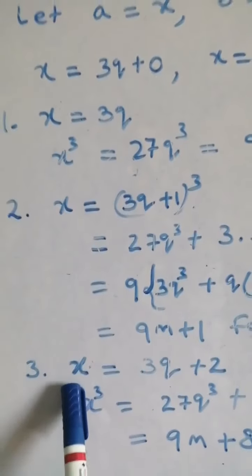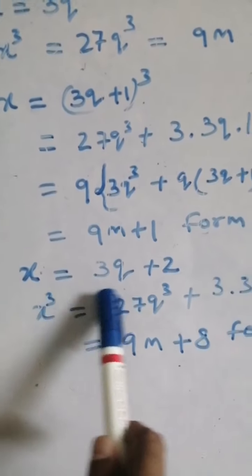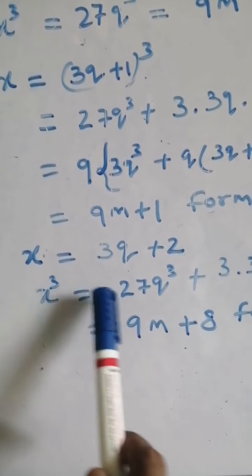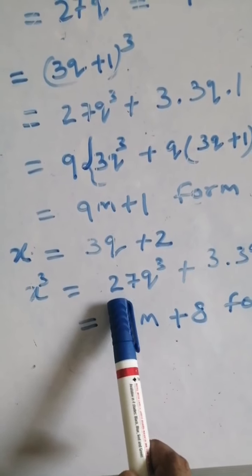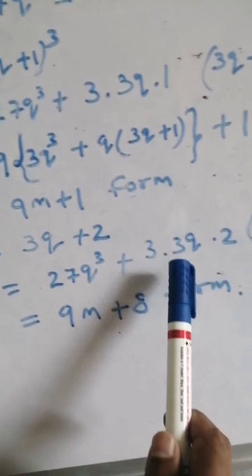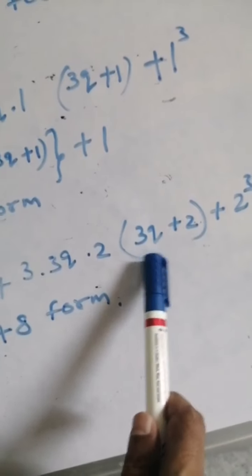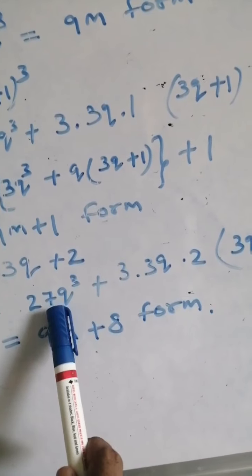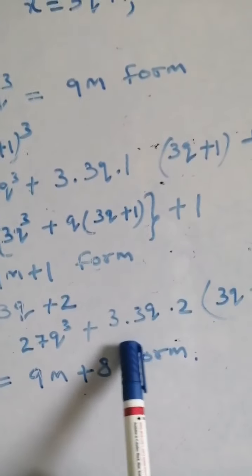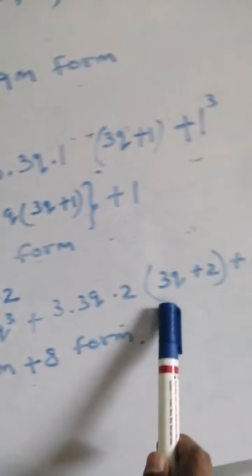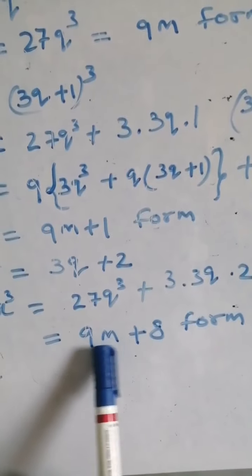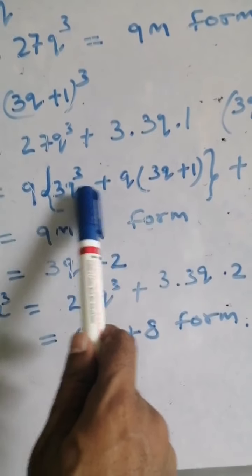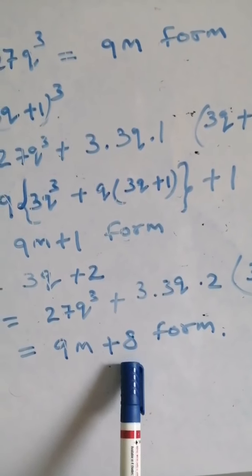Case 3: when x is equal to 3q plus 2, x cube is equal to, by the cube formula, 27 q cube plus 3 into a into b into (a plus b) plus b cube. Here in 27, 9 can be taken common, same as above. Here 9 can be taken common and 8 will remain. So we will get 9 into m structure, as here we got 9 into m, the form 9m plus 8.